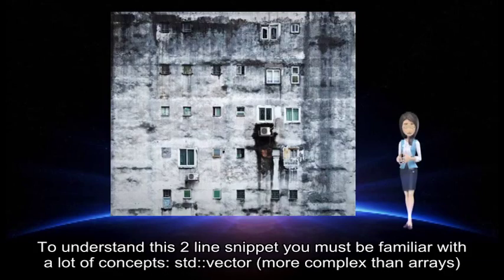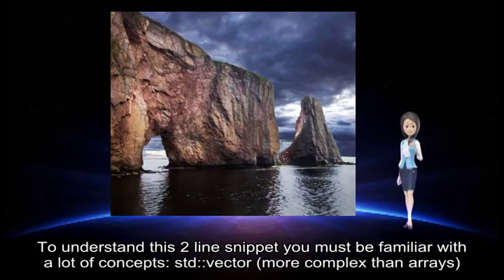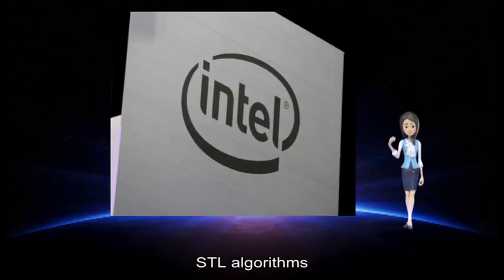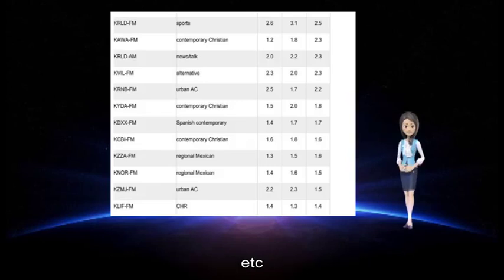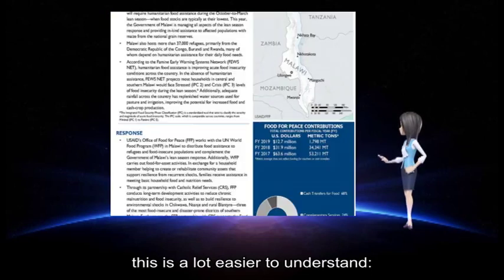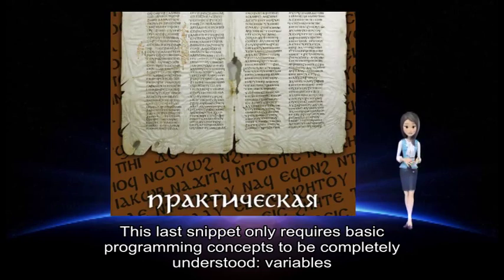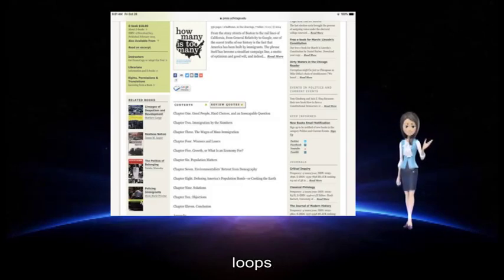To understand this two-line snippet you must be familiar with a lot of concepts: std, vector, complex standards, iterators, STL algorithms, templates, or generic metaprogramming, etc. On the other hand, this is a lot easier to understand. This last snippet only requires basic programming concepts to be completely understood: variables, pointers, loops, etc.